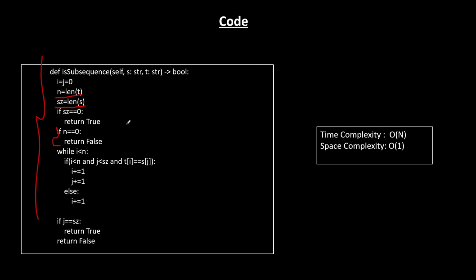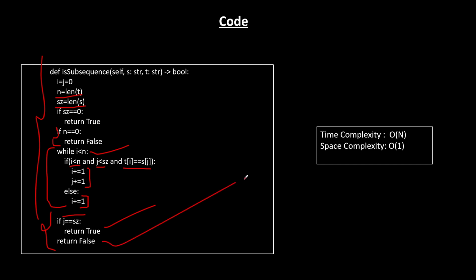Okay. Now, while i is less than n, we're keeping the iteration of p as main here because this will be the termination condition. While i is less than n and j is less than sz, if they're equal, we will increment both. Otherwise, we will just increment i, which is the original string index. Now at the end, we're checking if j is equal to the size or not.